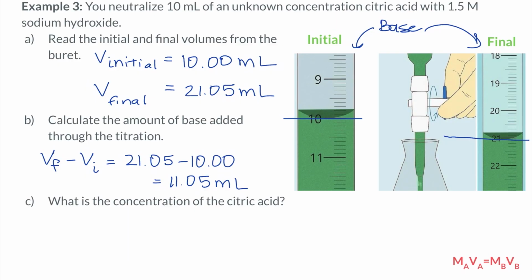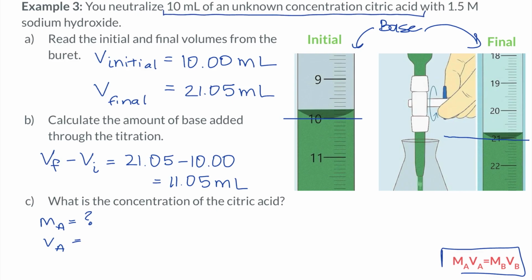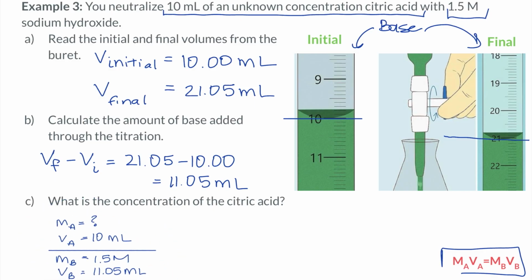So now, what is the concentration of the citric acid? We know this is our formula, so let's organize what we have. What is the concentration of citric acid? That's what it's looking for. The volume of acid, well, we are neutralizing 10 milliliters of that unknown concentration. So we have 10 milliliters as our volume of acid. Concentration, molarity of our base. This told us 1.5 molar sodium hydroxide. And then volume of our base, we just went through and found that from our burette readings. So this is my information.